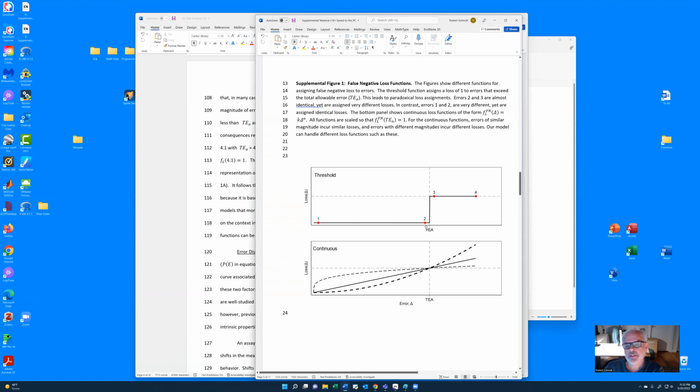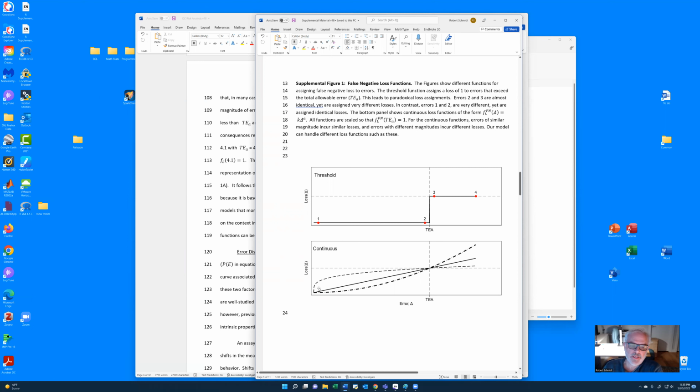In contrast, errors number 2 and number 3 are as close together as you like, but they have the maximum difference in terms of their cost impact. And errors 3 and 4 are kind of the same as errors 1 and 2. They're far apart, yet they incur the same cost or loss. So we can imagine there might be some better ways of looking at this. We talked about that in the conceptual one, but you can imagine there are all kinds of different tests where different kinds of curves might be more appropriate.